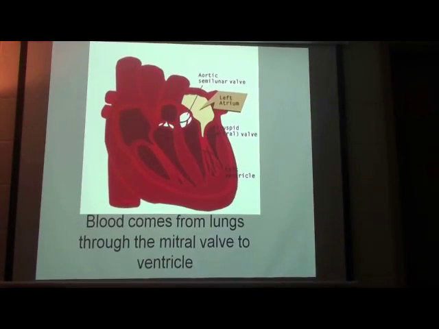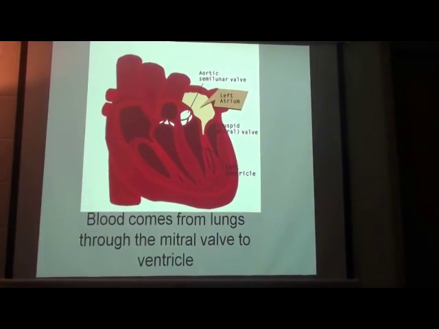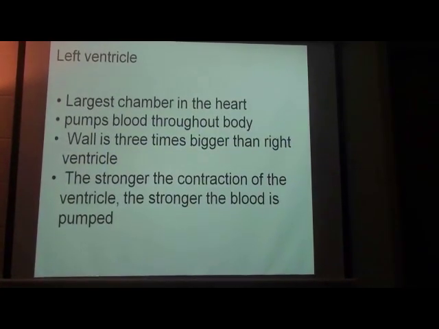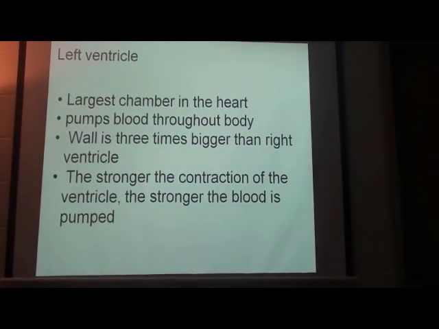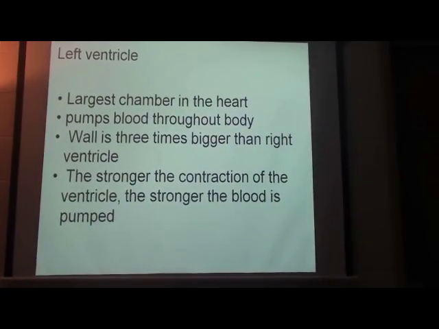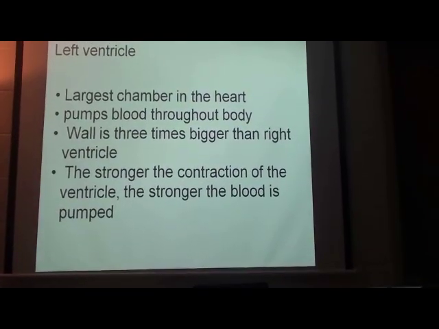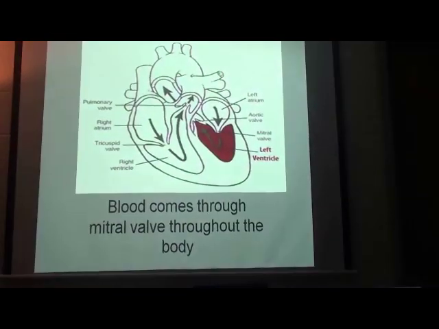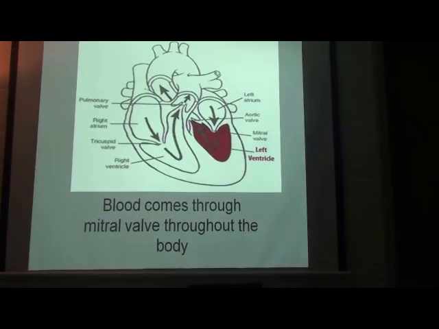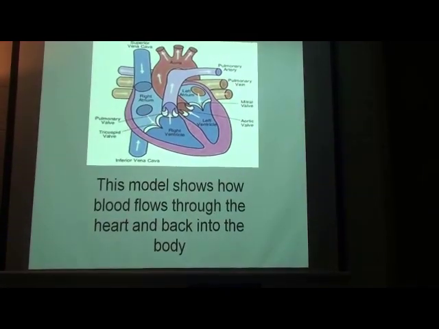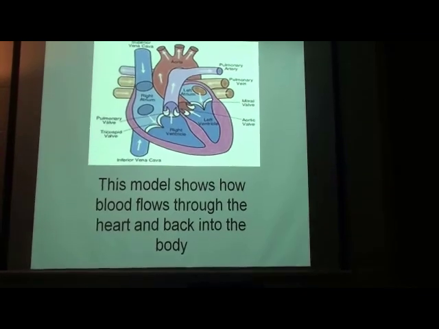Blood comes from the lungs through the mitral valve and then to the ventricle. The left ventricle, the largest chamber in the heart, pumps blood throughout the body. Its wall is three times bigger than the right ventricle. The stronger the contraction of the ventricle, the stronger the blood is pumped. Picture of the left ventricle. This model shows how the blood flows throughout the heart and back into the body.